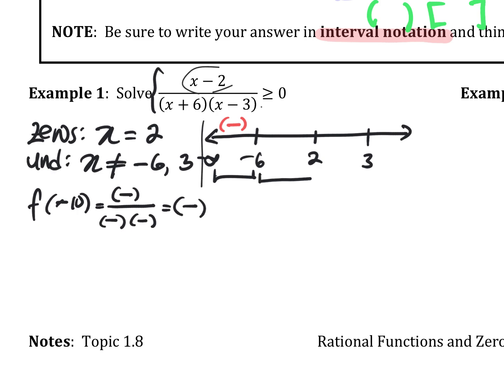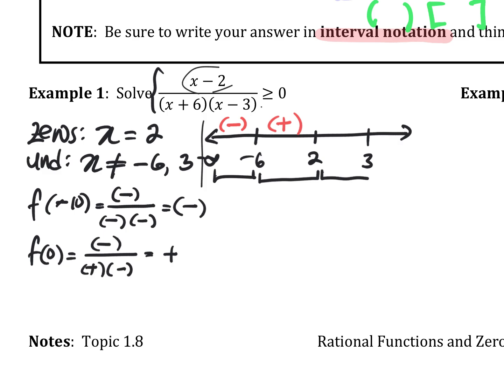So for the interval negative 6 and 2, I'm going to get 0 and put it in the equation. So 0 minus 2 is going to give me a negative sign. New denominator, 0 plus 6, it's positive, and 0 minus 3 is going to give me a negative. So this is going to give you negative, negative is positive, multiplied by a positive, it's going to be a positive. So in this interval, the sign is positive.